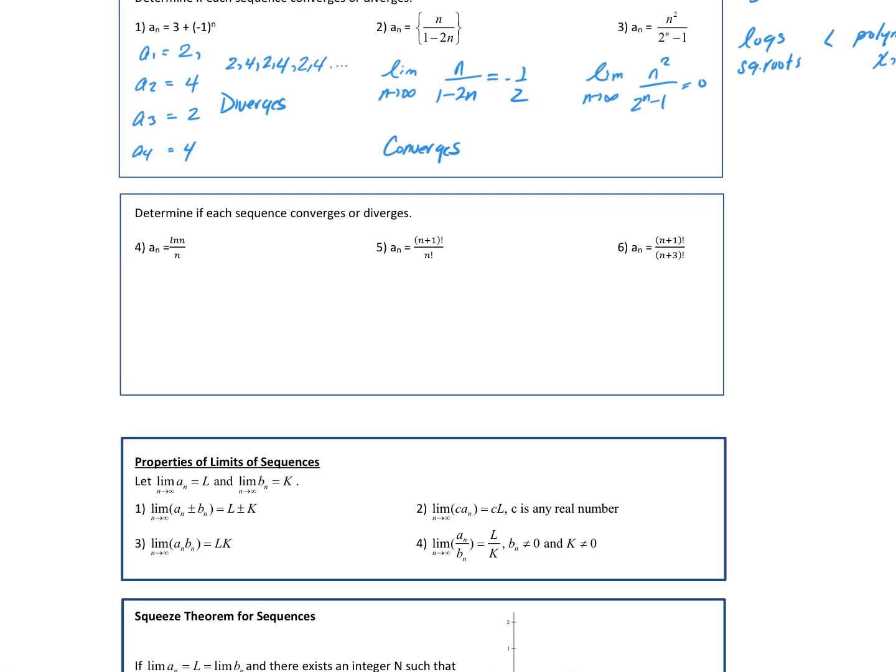Determine if the sequence converges or diverges. So again, we're going to do the limit as n goes to infinity. ln of n over n just goes to 0 because I have a log on the top and a polynomial on the bottom. This one, we've got the limit as n goes to infinity of n plus 1 factorial over n factorial. I'm going to simplify this, so the top is n plus 1 times n factorial over n factorial. Cancel, cancel. Now when I plug in, this diverges.